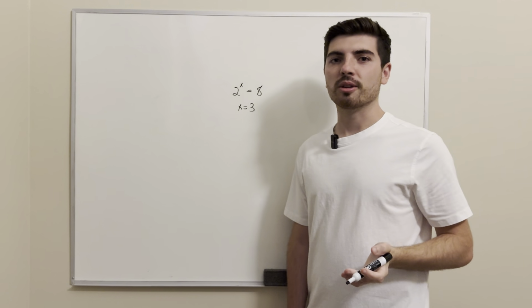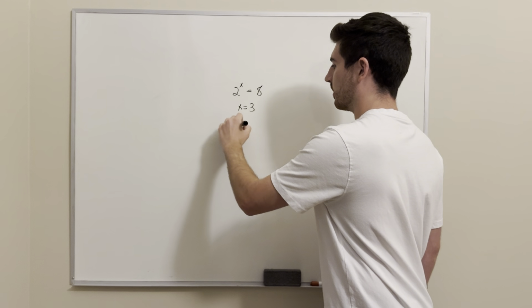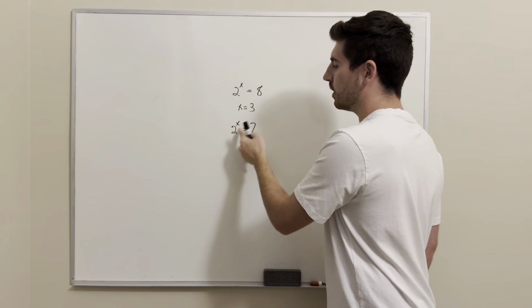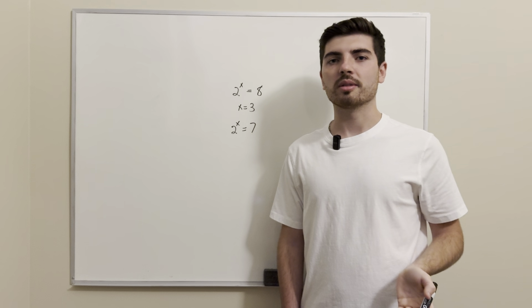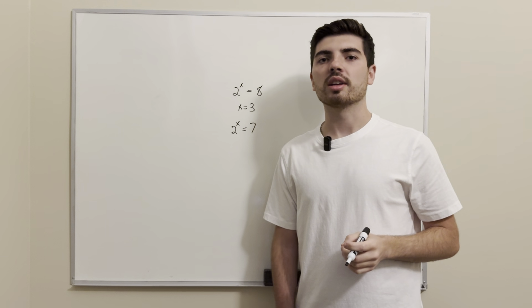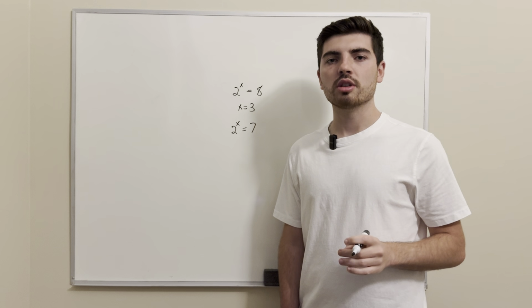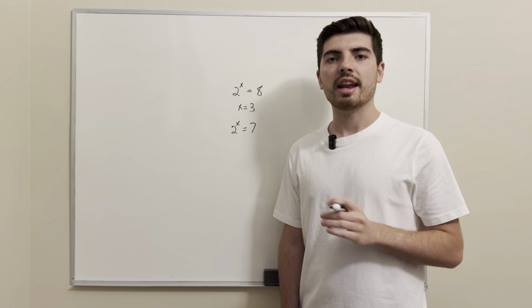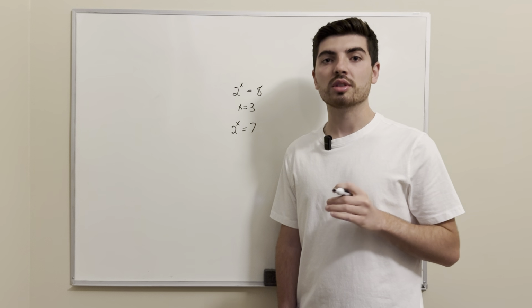But later that year, when the teacher wrote this equation on the board, 2 to the x equals 7, I was stumped. I had no clue how to solve it. And that's where we begin today, with logarithms. I'm going to introduce logarithm notation, the rules, and how to solve these equations using the best strategy that I still use today.